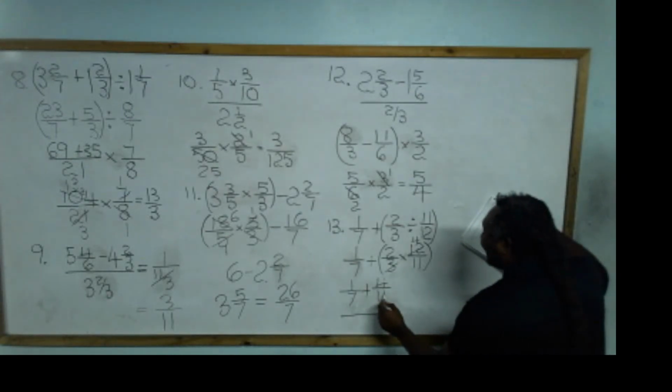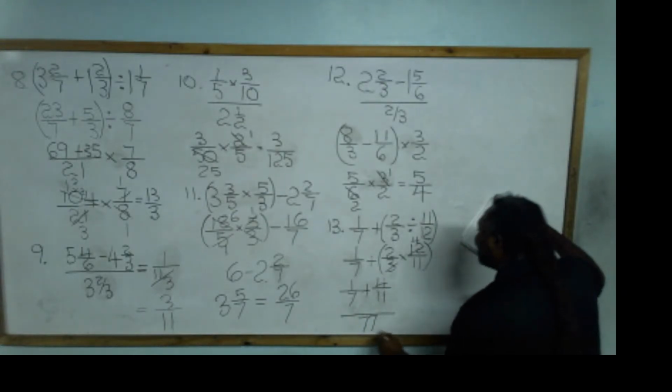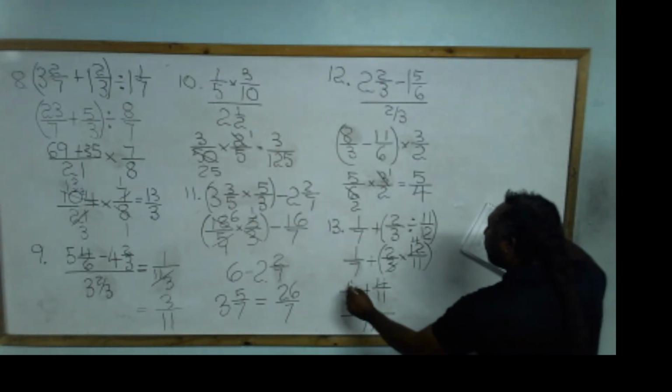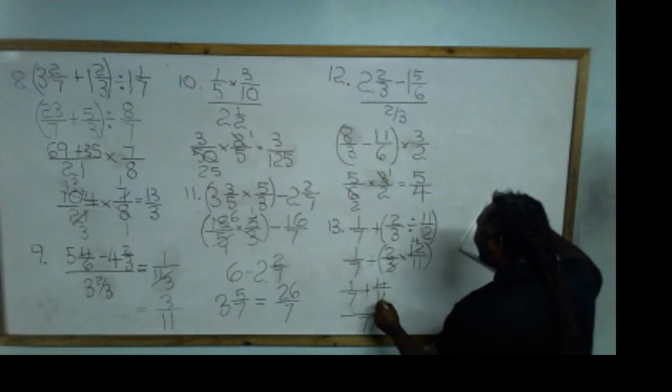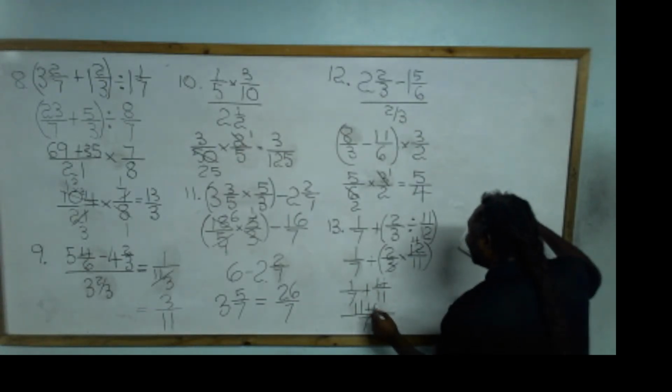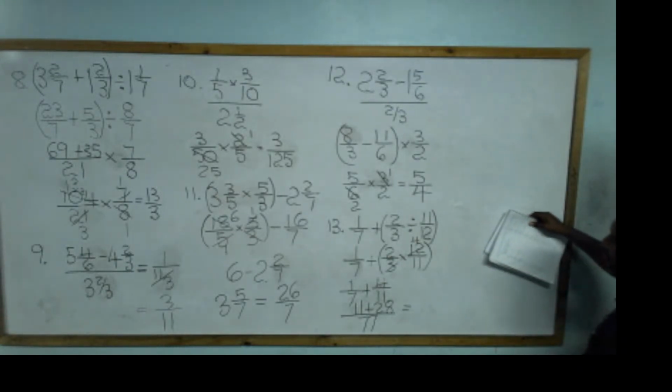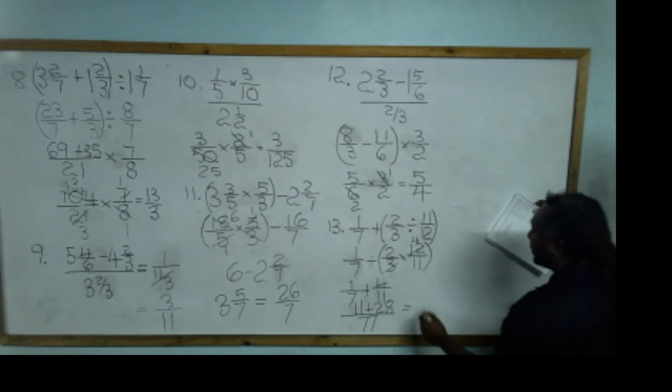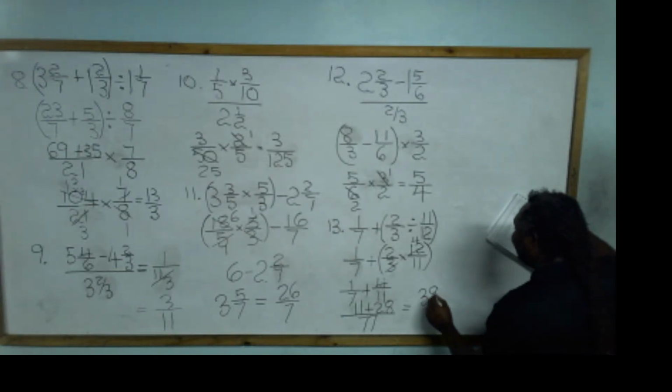Seven 11s, 77. 1 times 11 is 11. 7 fours, 28. And that turns out to be what? 39 over 77.